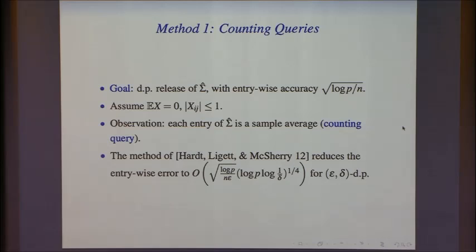So a further step forward: if we realize every entry of the sample covariance matrix is just a sample average, in the computer science literature it's called a counting query. And they are bounded, and it's just a sample average, so they are counting queries. And then if I use a result on differentially private counting query release, and this is the best one I know about, maybe you can tell me if you know better ones, I would be able to reduce the entry-wise error rate to this.